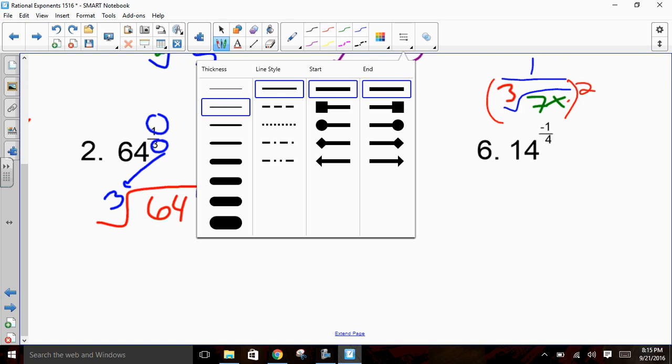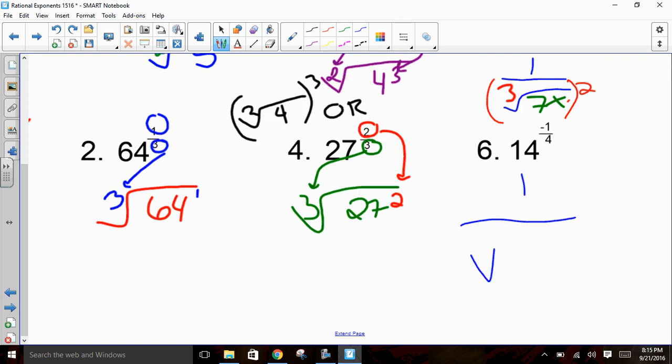This last one of number 6, again, I see that negative, so I'm going to have 1 over my radical. Underneath the radical is going to go that 14, because it's what I'm taking the radical of, or the root of. 4 is going to go in for my index. It's just to the 1st power, because I already dealt with that negative part. So I can put that 1, or I can leave it without it. Either way is up to you.